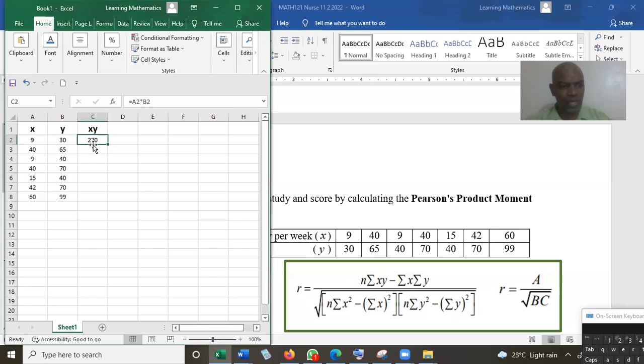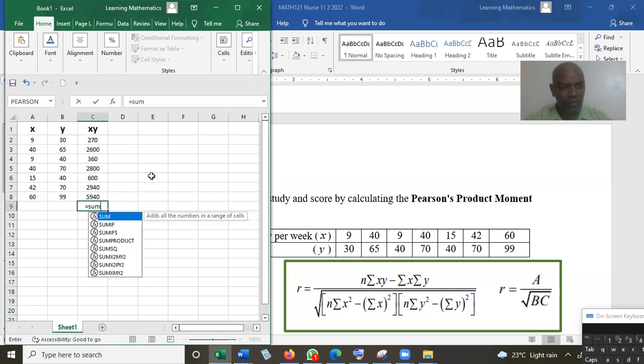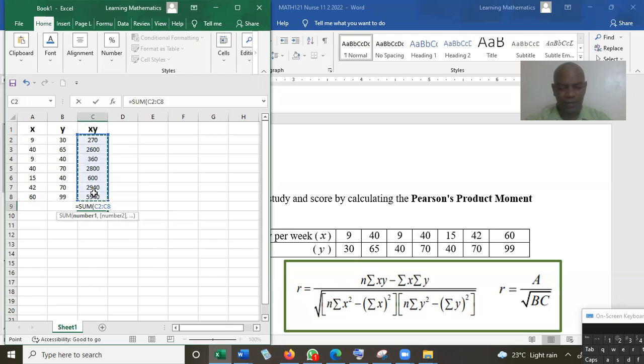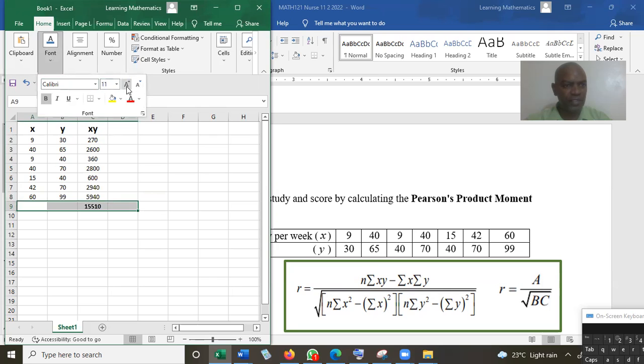To get the rest of the xy's, we go back to C2 and double click on the green rectangle on the lower right corner. And these are all the xy's. And now to find the sum of the xy's, we simply type equal sum, and we activate the sum function by double clicking, and we indicate to Excel to sum C2 to C8, and this is the sum of xy. Okay, we can increase this in boldness a little bit.